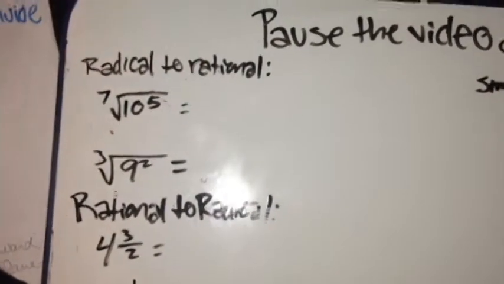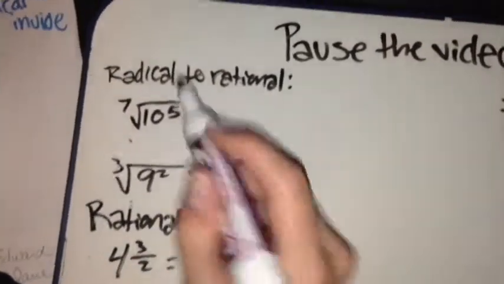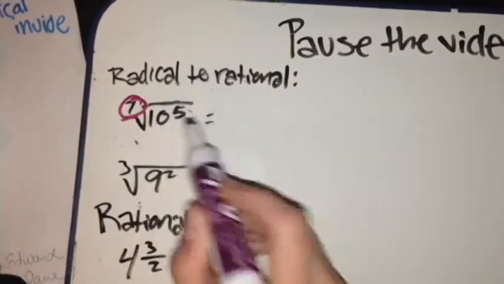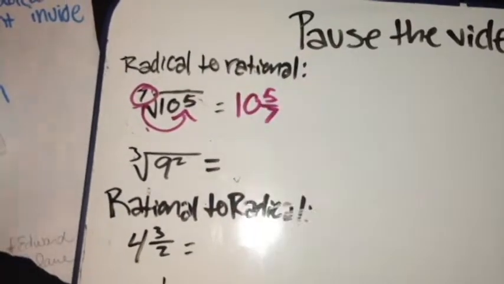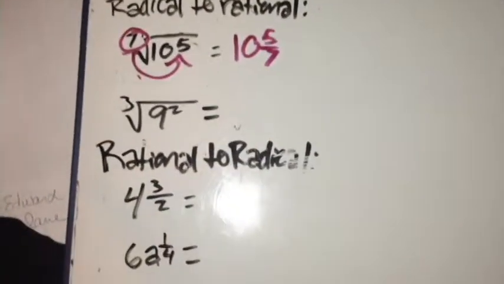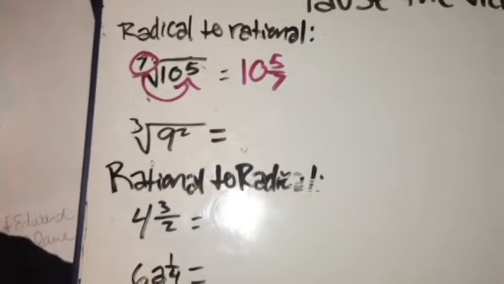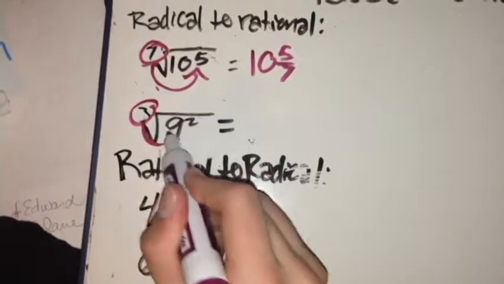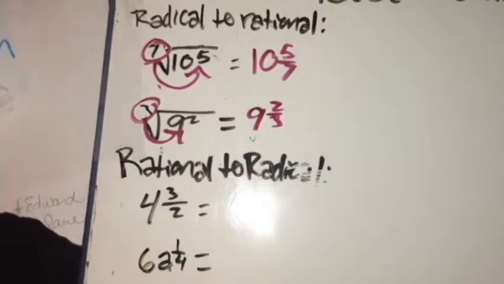So with the first one, the 7th root of 10 to the 5th, what you have to do is take the nth root of 7 and move it underneath the 5, making the answer 10 to the power of 5/7. Okay? The next expression is the cube root of 9 to the 2nd. You do the exact same thing, take the nth root, move it underneath the 2, and so then you have 9 to the power of 2/3.